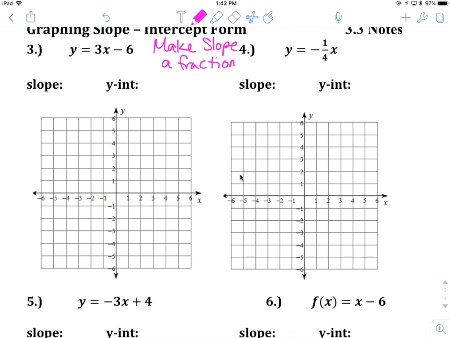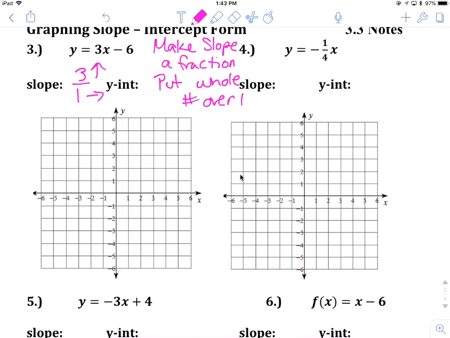All right, problems 3 and 4. On this page, you're going to start to see a couple of slopes that come off as whole numbers. Make sure that we keep slope a fraction. So on problem 3, if my slope is 3, how would I make that a fraction? Well, I'm going to put it over 1. So when you make slope a fraction, put whole numbers over 1. Okay, that means I'm rising 3, running 1.